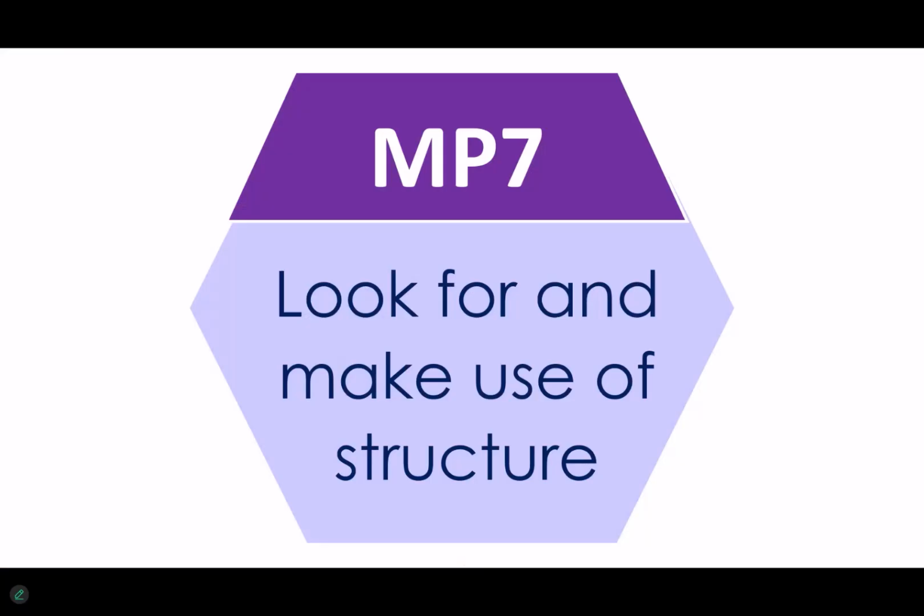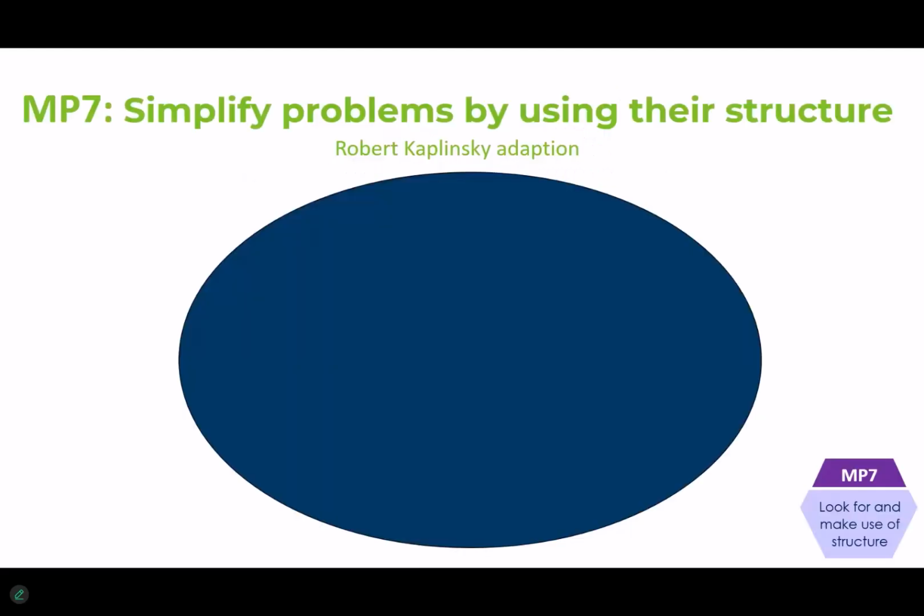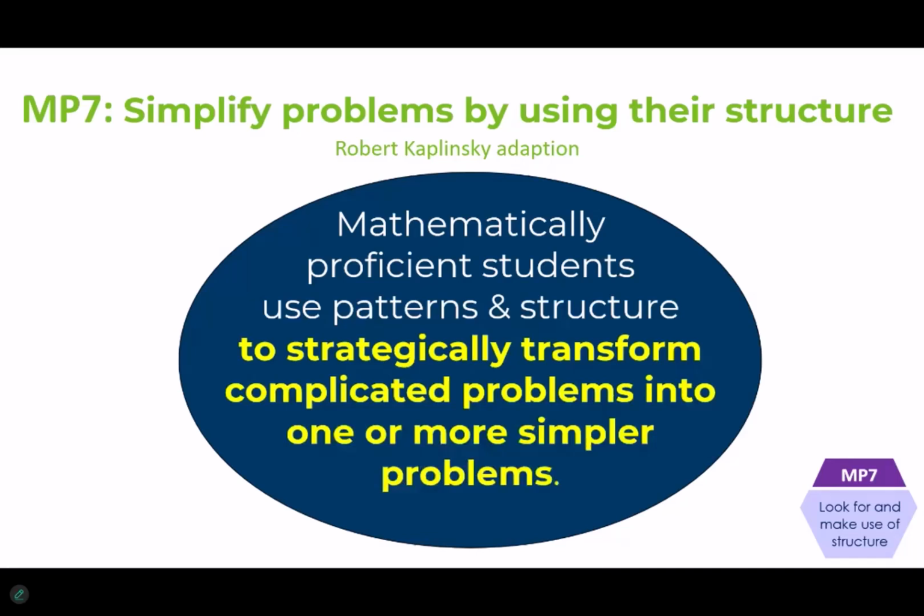in that picture, my students were looking for and making use of structure. So what does that mean? I always like to start with Robert Kaplinsky's adaptations of the practices. Robert says that math practice 7 is simplifying problems by using their structure. Another way of saying that is our mathematically proficient students use patterns and structures.